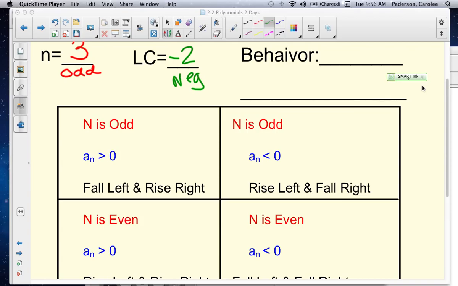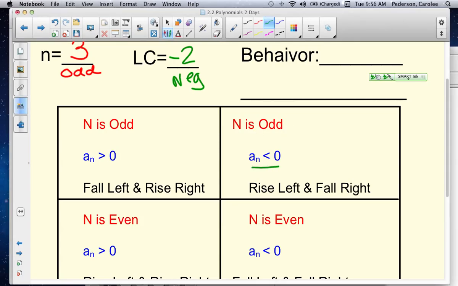So of these 4 boxes, which one is it? Top right, do we agree? Yep. It's odd and it's negative. So there is our behavior. It's going to rise on the left, and then it's going to fall on the right. So rise on the left, fall on the right. What's the shape of this graph? It's not asking for it.